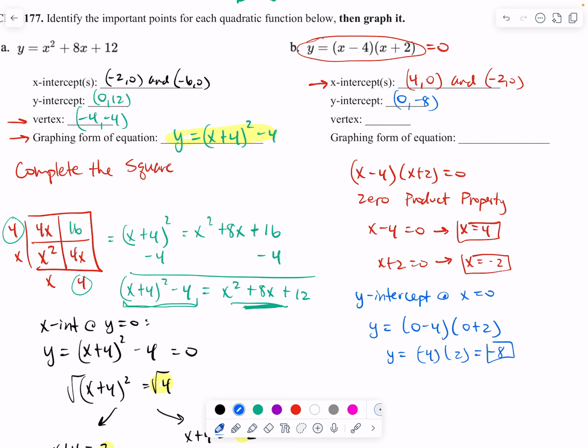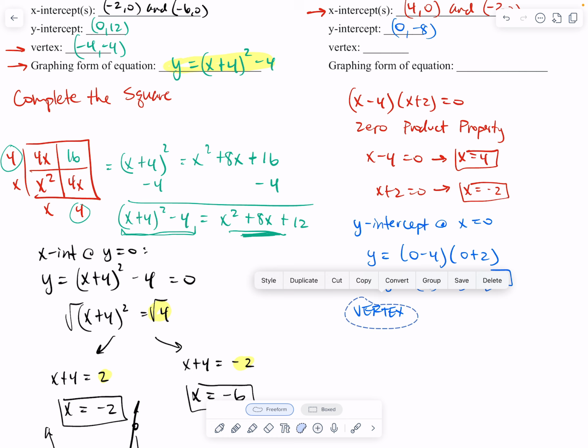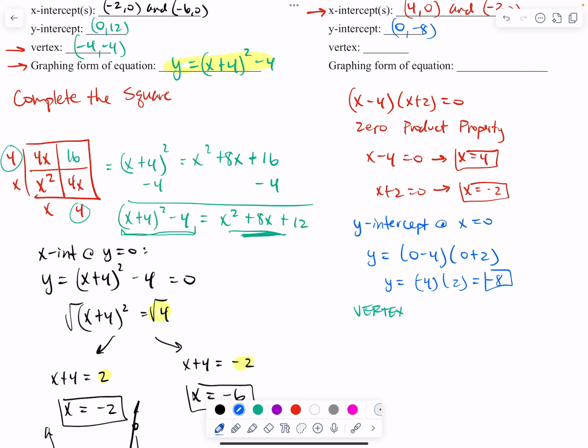Okay, now I'm ready for my vertex. I'm going to switch colors. The vertex is always halfway between the x-intercepts. So it's going to be at the average of the x-intercepts. Okay, the vertex is at the average of the x-intercepts.